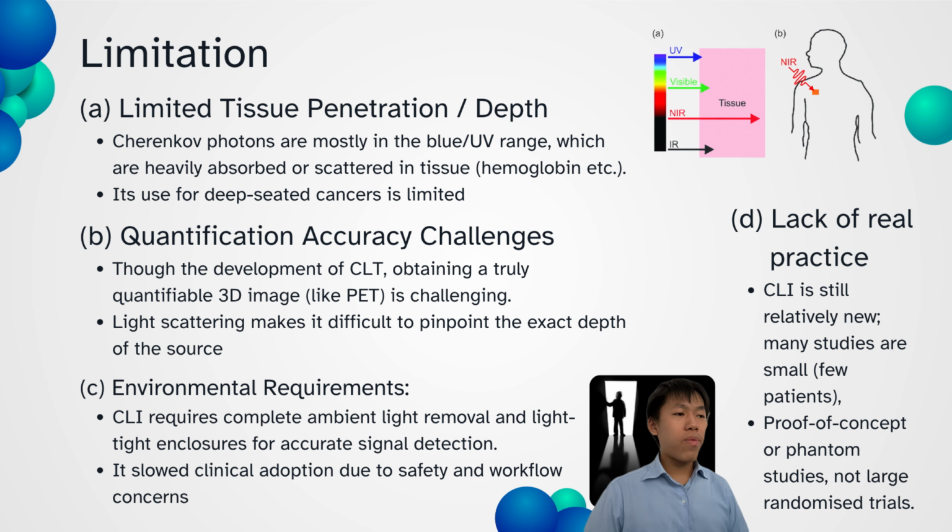So the second one would be the quantification accuracy challenges. Quantification here means like depth. Though I must say that just now I mentioned the development of CLT, the Cherenkov Luminescence Tomography, although we can obtain a 3D image like PET, it's challenging, due to the light scattering issue, like I mentioned just now. And the third one would be the environmental requirements. CLI requires complete ambient light removal, which means we need a dark room. And maybe in a dark room, the patients will feel afraid, feel scared, and it's not quite comfortable for patients.